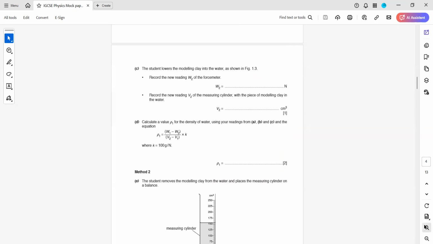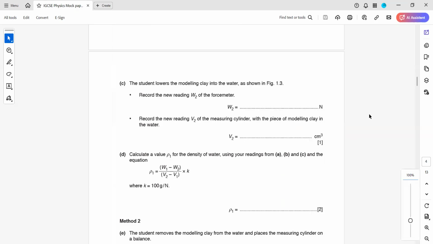Okay. So it's not a rule that if you write 0.7 Newton, you will lose the mark. No, that's totally based on the examiner. If you include only your number, the magnitude, yes, you will score the mark.